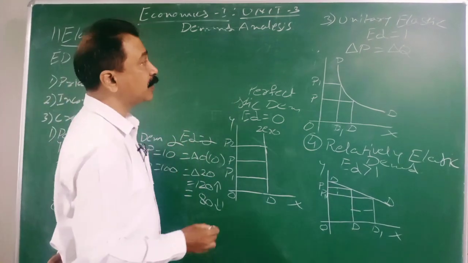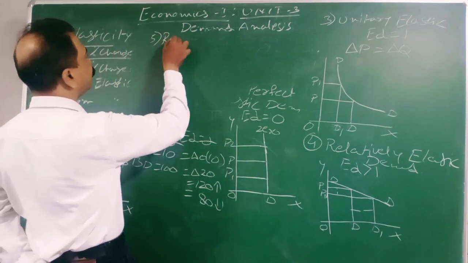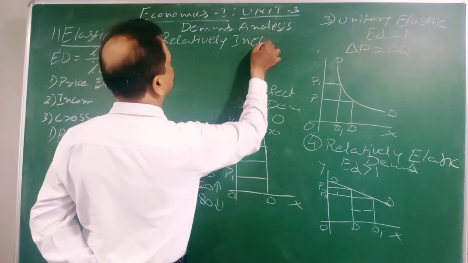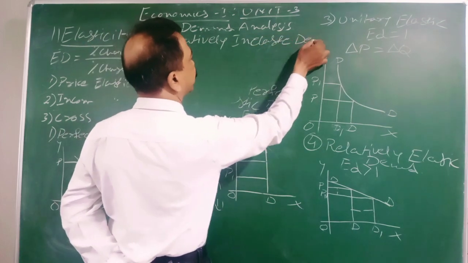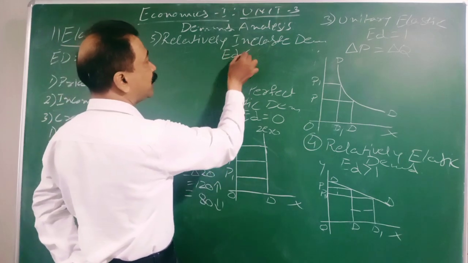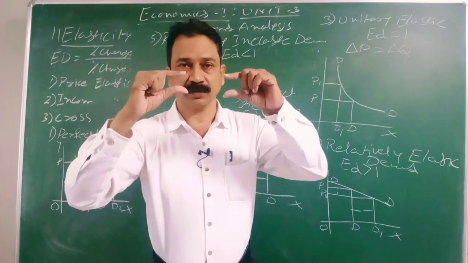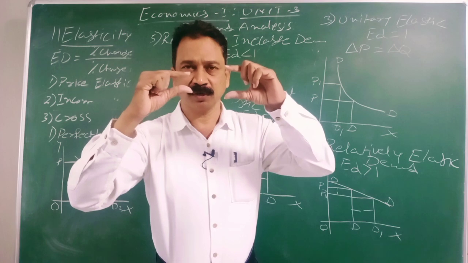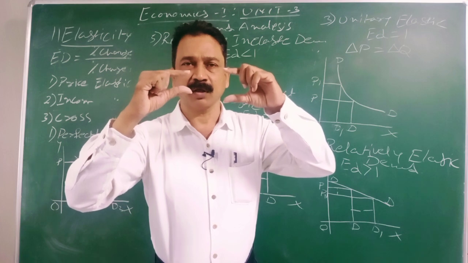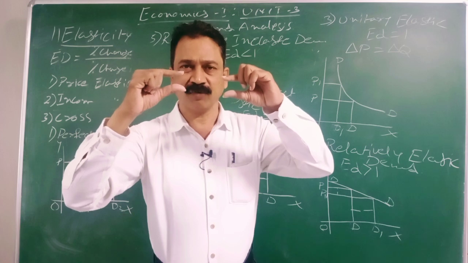So this is going to be relatively inelastic. What is the fifth one? Relatively inelastic, inelastic demand. What happens in this one? Elasticity of demand is going to be less than 1. Means if price changes by 20%, demand changes by only 5%.